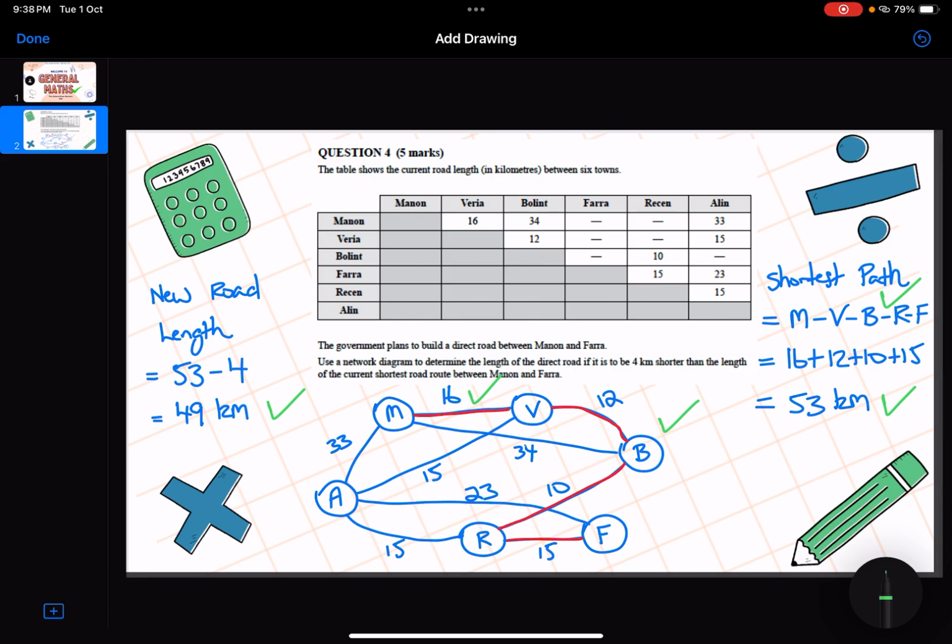So identifying the towns, 1 mark. Writing the length between each town on the edge, our 2nd mark. Identifying the shortest path, the 3rd mark. Finding the length of the shortest path, the 4th mark. And then subtracting that 4 kilometres to get an answer of 49 kilometres would give us our 5th mark. As previously mentioned, there are a number of different ways we could have got from Menin all the way down here to Farah. I've chosen, on the red line here, the shortest path.